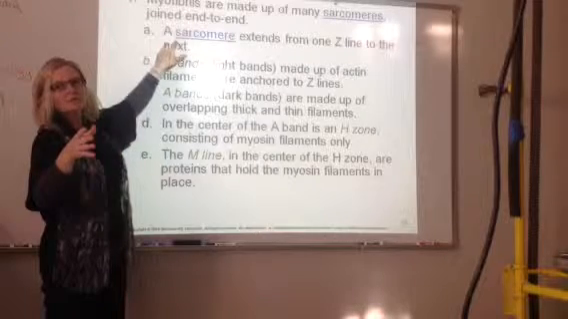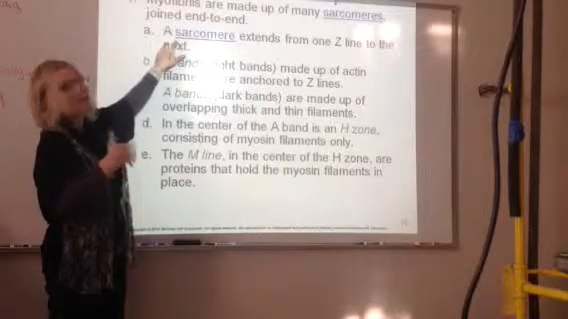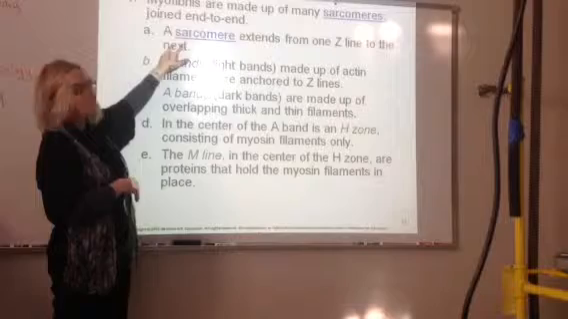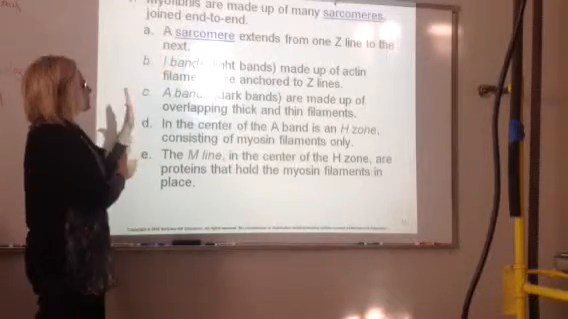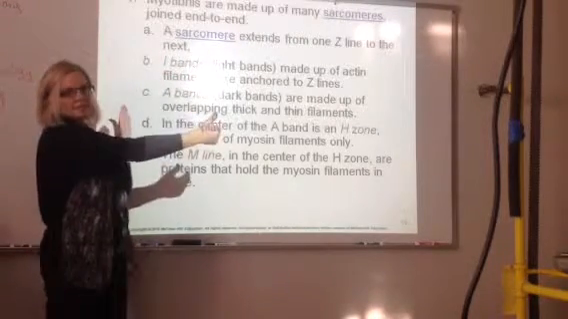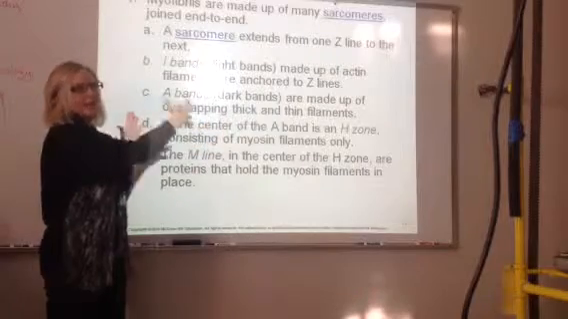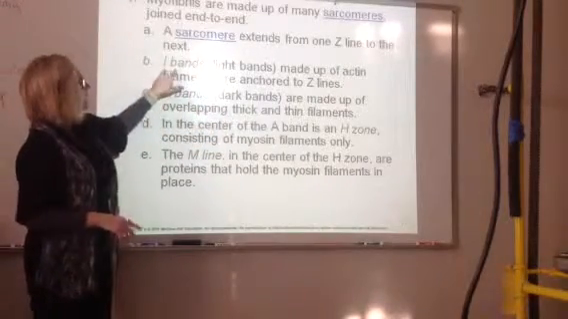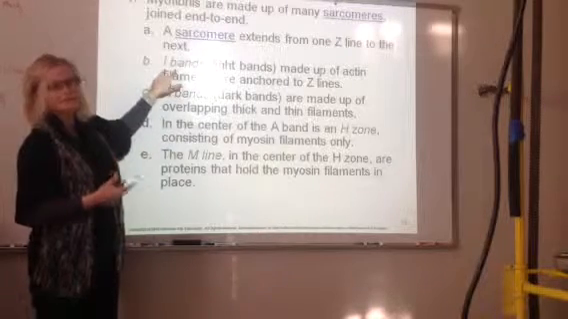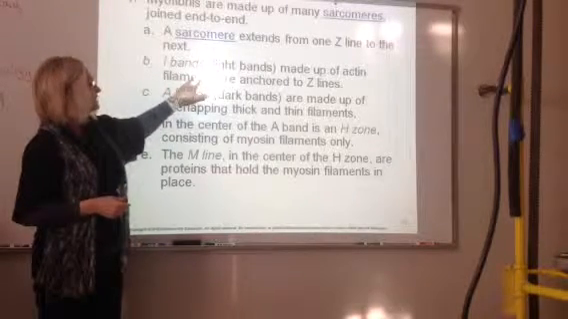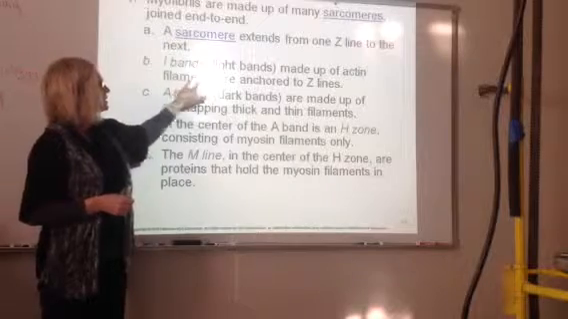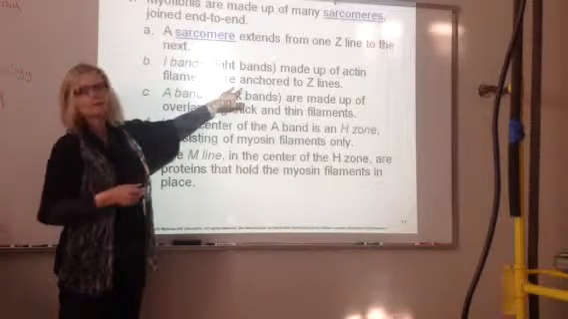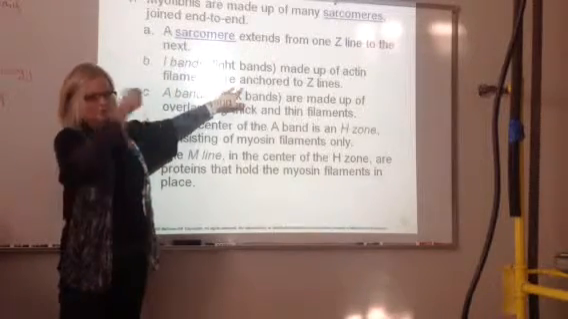So if you have your notes in front of you, you can see the diagram at the same time as I'm talking about this. A sarcomere goes from one Z-line to the next Z-line. So that's the band or the block that is a sarcomere. I-bands are light in color. They're made up of actin, so thin filaments, and they're anchored to or connected to Z-lines, which are very dark lines.